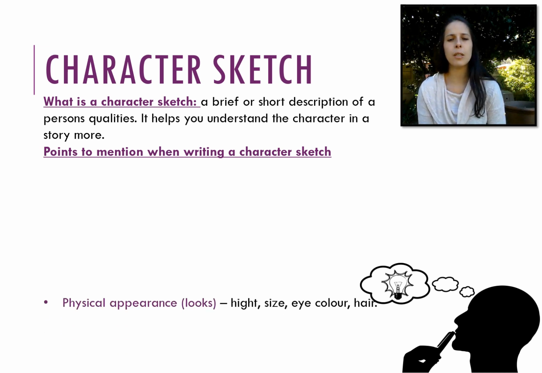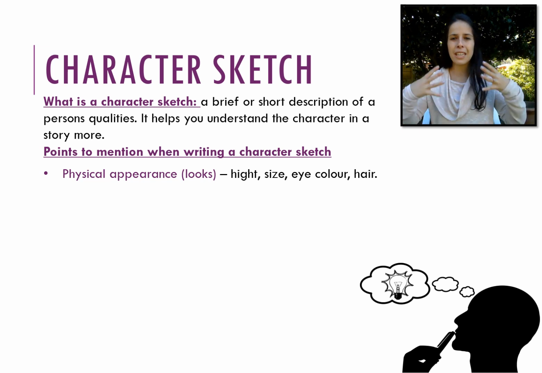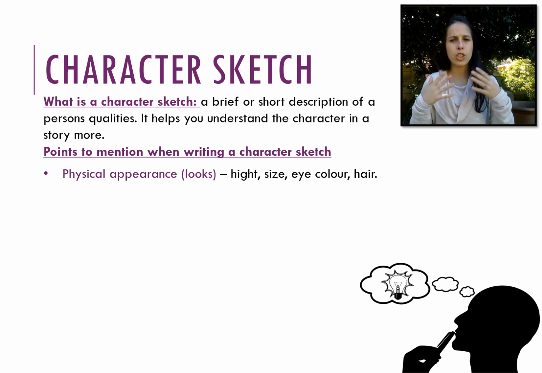Right, points to mention when writing a character sketch. First of all, physical appearance. What do they look like? Height, size, eye color, hair, anything you can think of that tells me about their appearance. Appearance is anything physical. Not about if they're kind or helpful. I just want to know what I can see on the outside.